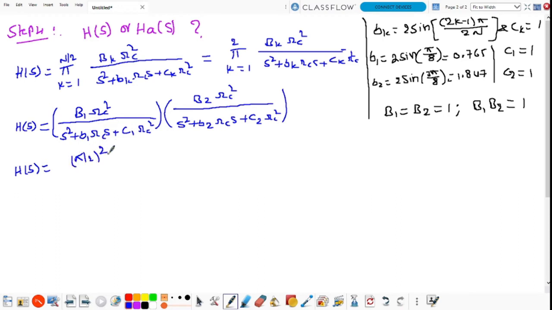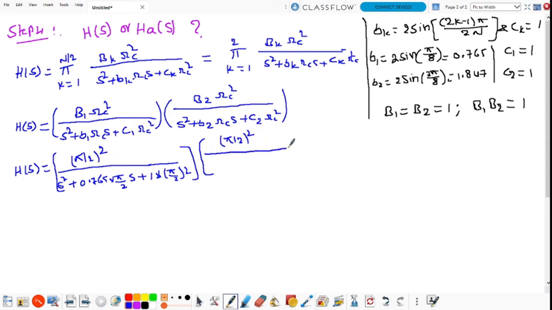pi by 2 whole square by s square plus small b1 value is 0.765 into omega c value is pi by 2 into s plus c1 value is 1 into omega c value is pi by 2 whole square, into b2 value is 1 omega c is pi by 2 whole square by s square plus small b2 value is 1.847 into omega c value is pi by 2 s plus c2 value is 1 into omega c pi by 2 whole square.